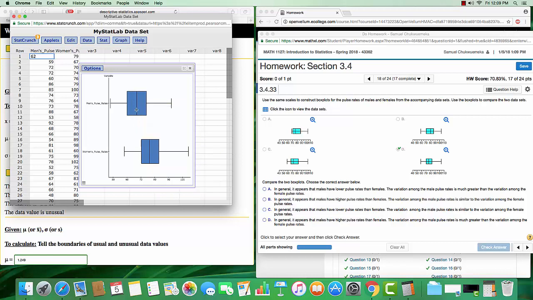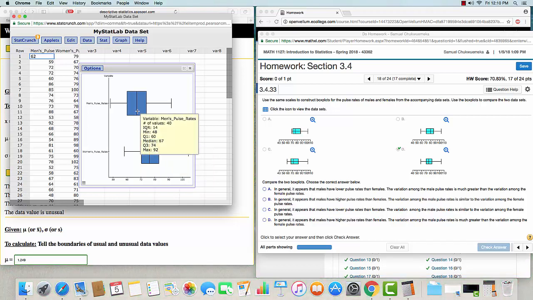So Q1 is 60 here. Q1 is 70.5. So it looks like the men have lower pulse rates generally. Median is 67 for the men. Median is 76 for the women. So males have lower pulse rates. This other option says higher pulse rates. B is eliminated. Okay, so C is okay. D is eliminated. So let's look at A and C.